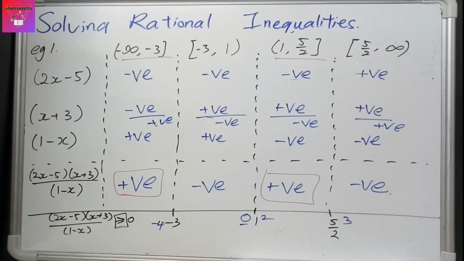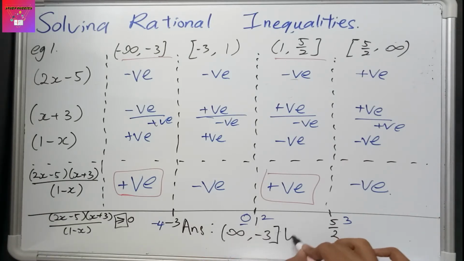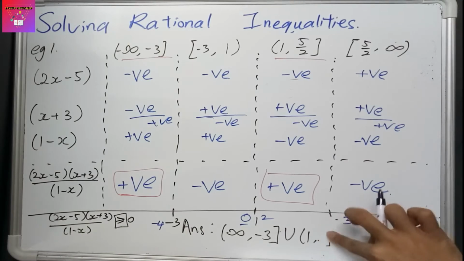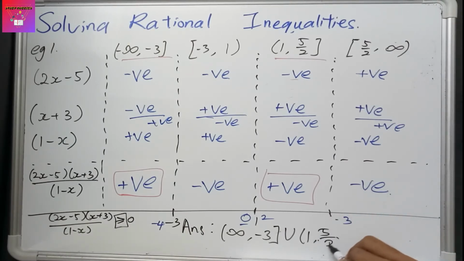Therefore the answer for this question, I'll write it down over here, is going to be negative infinity to negative 3 close bracket, union 1 to 5 over 2 close bracket. Okay, so I'll write it as 1 to 5 over 2 close bracket. Okay, so this is how we solve questions involving rational inequalities.